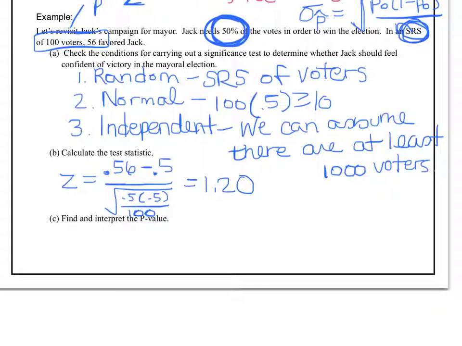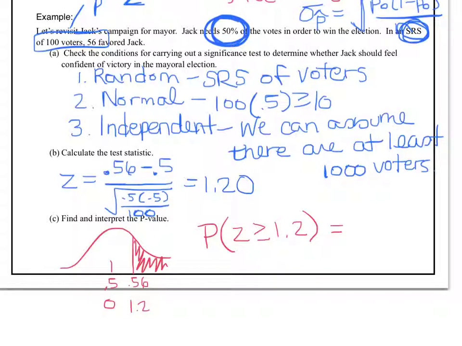And to calculate the p-value, it works just like a normal curve. So what I'm looking for is, if this is 0.5, which is the mean of 0 in the standard normal curve, then 0.56, which has a z-score of 1.2, would be here. And so I'm saying, what is the probability that I'm going to get a z-score greater than or equal to 1.2? Okay, I can use normal CDF to figure that out on my calculator.